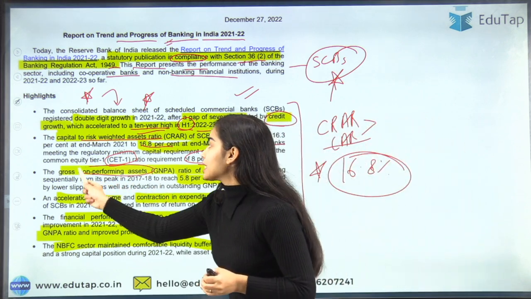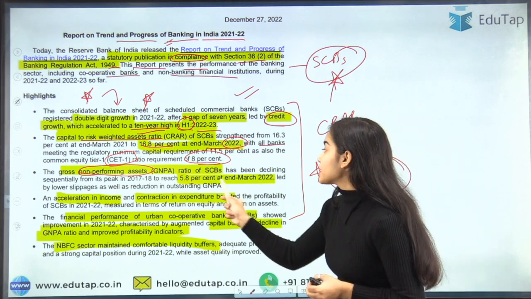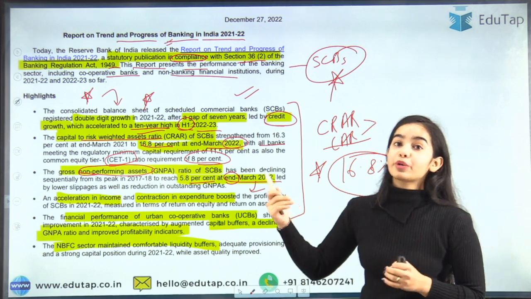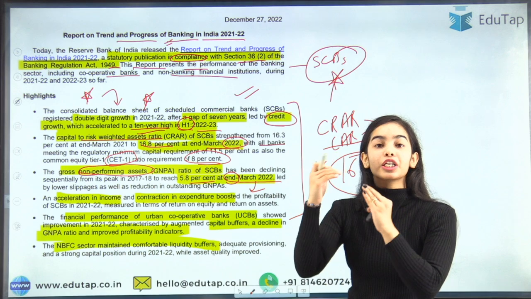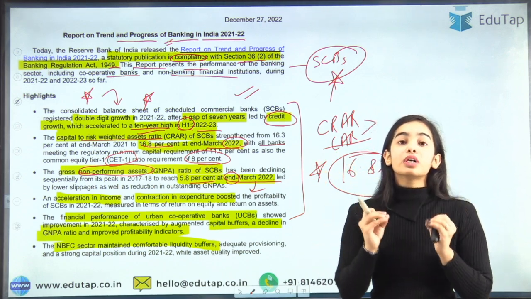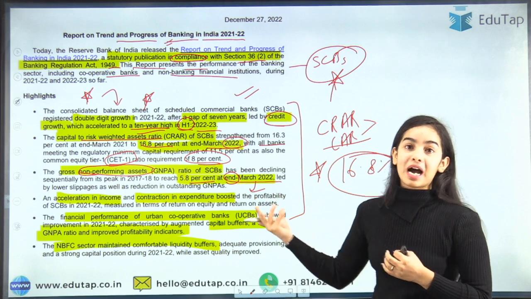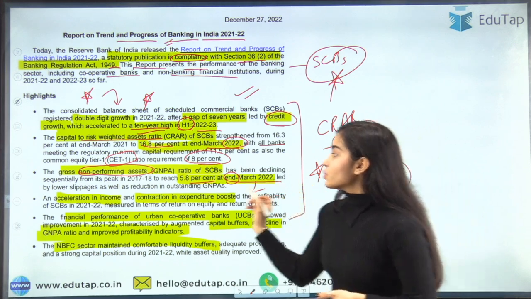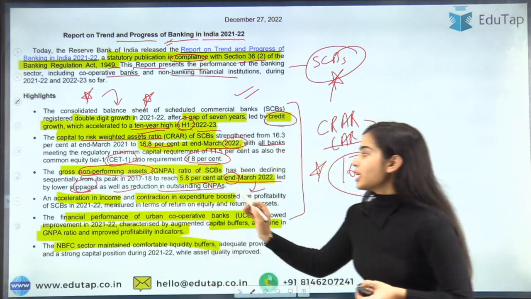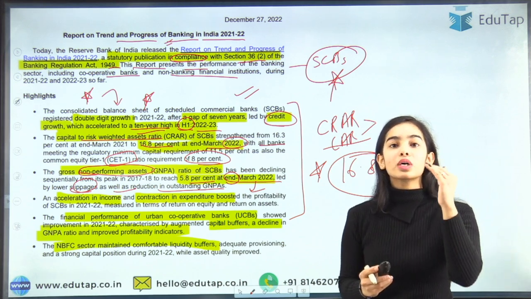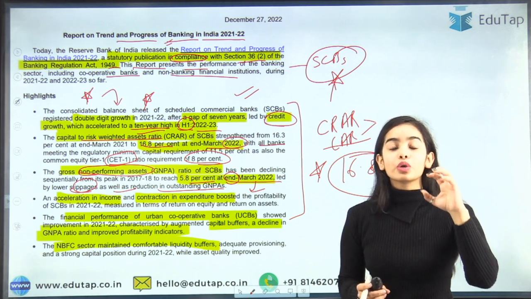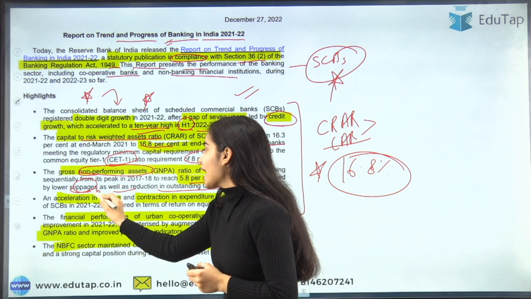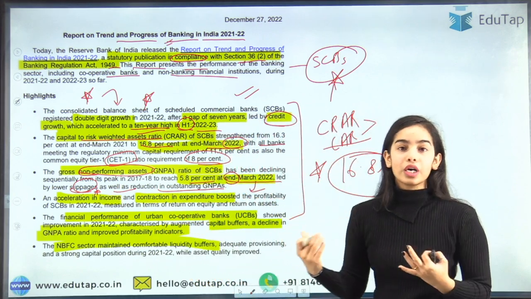The gross non-performing assets have also reduced to 5.8% at end March 2022, and came down to 5% at the end of September 2022. So the gross non-performing assets are continuously decreasing, and that is very good news for the banks, because the asset quality is improving when the non-performing assets are decreasing. Okay. This was led by lower slippages as well as reduction in outstanding GNPA. So lower slippages are happening, a lower number of loans are becoming NPAs, as well as the outstanding GNPAs are also reducing.